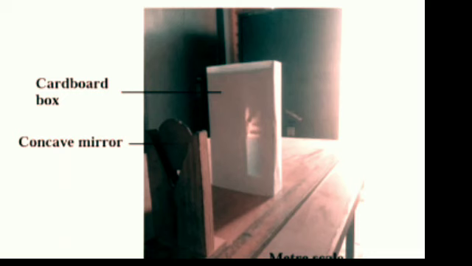Now move the source away from the mirror so that the distance between the two is greater than twice the focal length of the mirror. Get a clear image on the screen by moving it towards the mirror. The image is inverted, smaller than the object, and real.